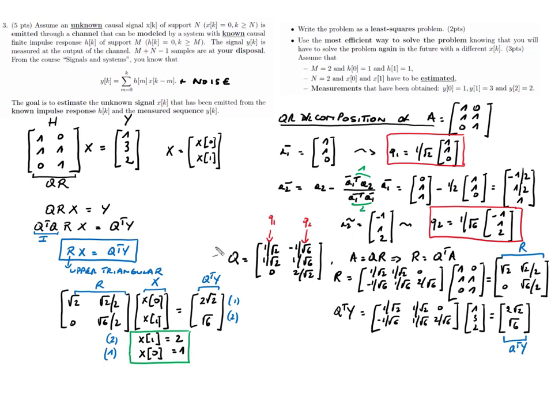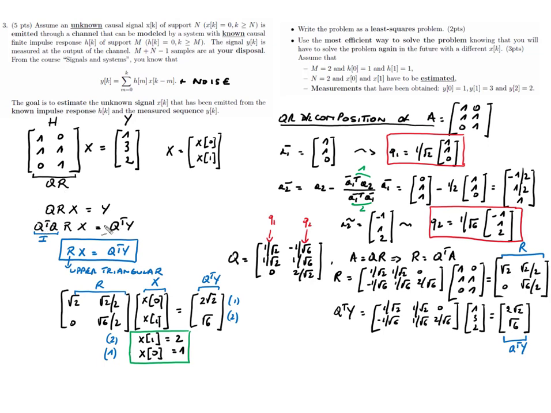We make the assumption that you'll have to solve this problem again with the same channel. So this means that the h here will remain the same, but with other measurements, right? So y is changing because you're emitting a different signal, again with n equal to 2. If you have to solve it again, then the best way is to solve this least squares problem using a QR decomposition, right? So if you decompose h in QR, you can rewrite the problem as follows.